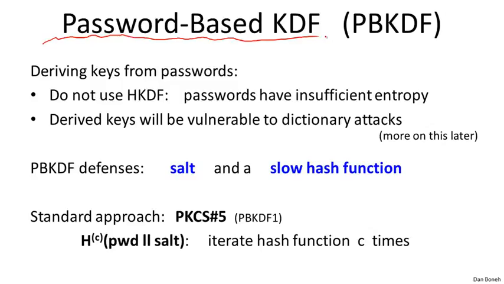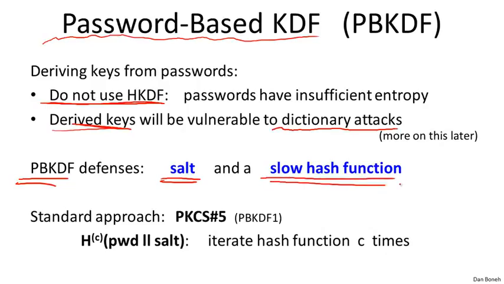We still need to derive encryption keys and MACs and so on out of passwords, so the question is how to do it. The first thing is, for this kind of purpose, don't use HKDF. That's not what it's designed for. What will happen is that the derived keys will actually be vulnerable to something called a dictionary attack, which we're going to talk about much later in the course when we talk about user authentication. The way PBKDFs defend against this low entropy problem that results in a dictionary attack is by two means. First of all, as before, they use a salt, a public random value that's fixed forever. But in addition, they also use what's called a slow hash function.